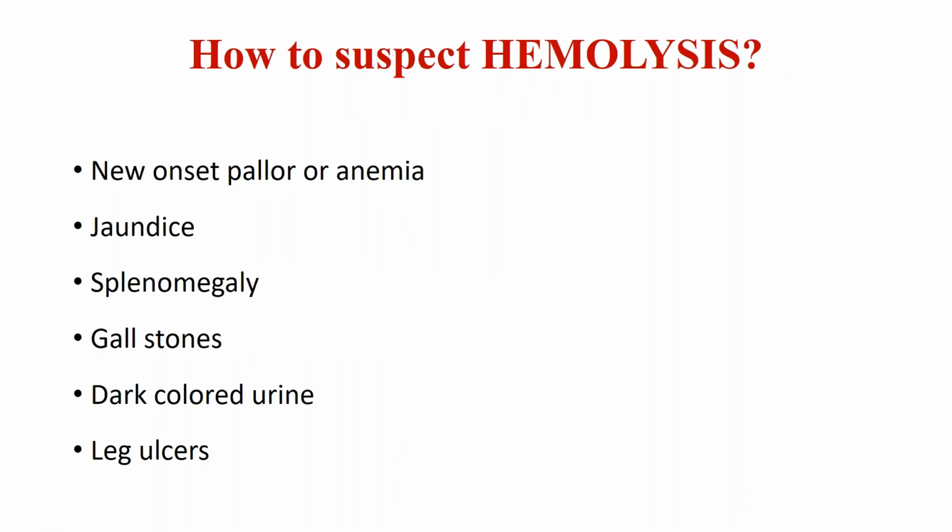So, how do we suspect a hemolysis? Hemolysis is suspected when there is a new onset or sudden onset of pallor or anemia, along with jaundice, splenomegaly, and if you know there is excessive bilirubin production, it can lead to gallstones, dark-colored urine, as well as leg ulcers. So these are the main things which give us a clue of an underlying hemolysis.